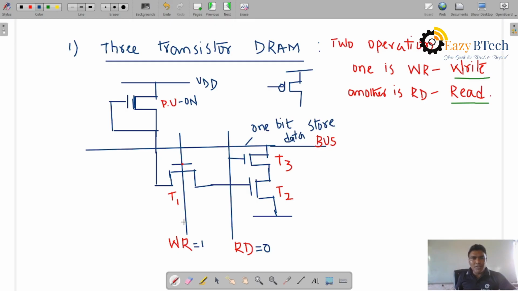Whenever write operation is equal to 1, the data on this bus is connected to this one, and will be passed through this. This is a gate terminal, this is a source terminal, and a drain terminal. So T1 is on, then it will be connected to the gate capacitance of the T2 transistor. This is CG, the gate capacitance of the T2 transistor. Let us see.